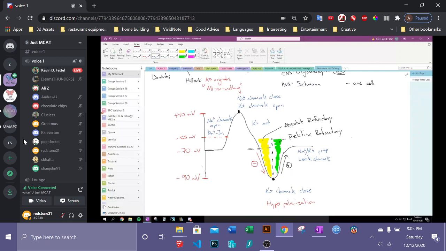Can't contribute, but just so I'm understanding correctly. So we have sodium outside of the cell, and sodium comes in, increases how positive the overall voltage is, and then the potassium channels open. So why is it at positive 40 that the sodium channels close?